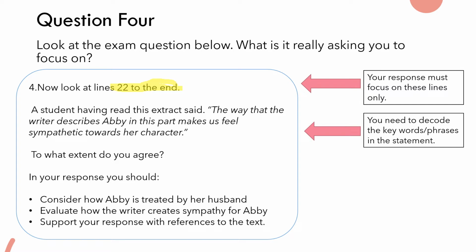And what we need to do here is decode or break down the key elements of the question. So if you've already read the extract, if not, then the link will be provided in the description for this video. If you've already read it, then you'll realise that Abby is not the only character. So because this question is specifically saying that you need to focus on Abby, we don't really need to consider any other characters. This is going to be the main focus of the question.